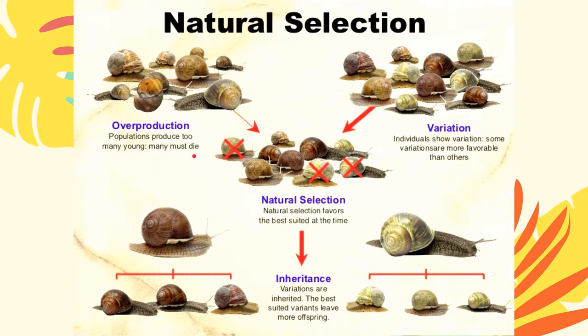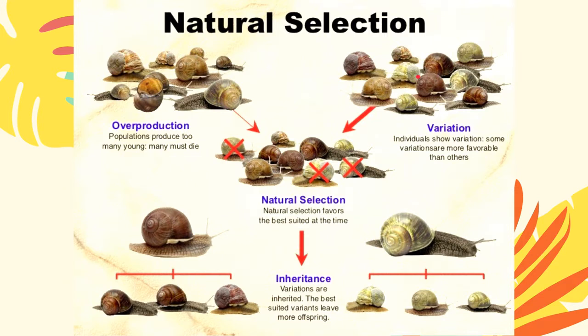And if you still remember our lesson on survivorship curve, some could have early loss, some could have late loss, some could have constant loss throughout their lifetime. Aside from that, there's variation within a population. So if this is a group of snails, there are variations or differences between them. It could be the color or the pigment of their shells, or the length of their body, or how long their structures are. So individuals show variation.